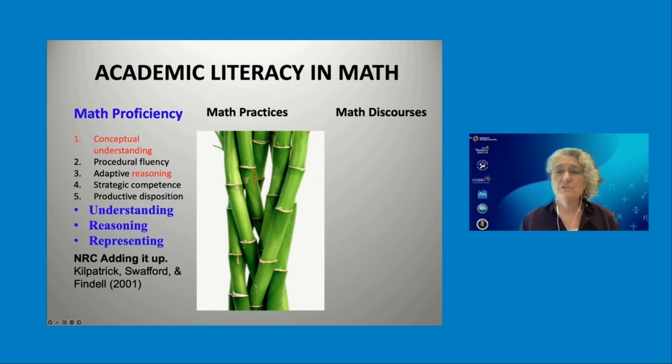Reasoning. And then for strategic competence, one of the definitions of that is competence in formulating, representing, and solving mathematical problems. Novel problems, not exercises that are just calculating. The way I summarize those is understanding, reasoning, and representing.